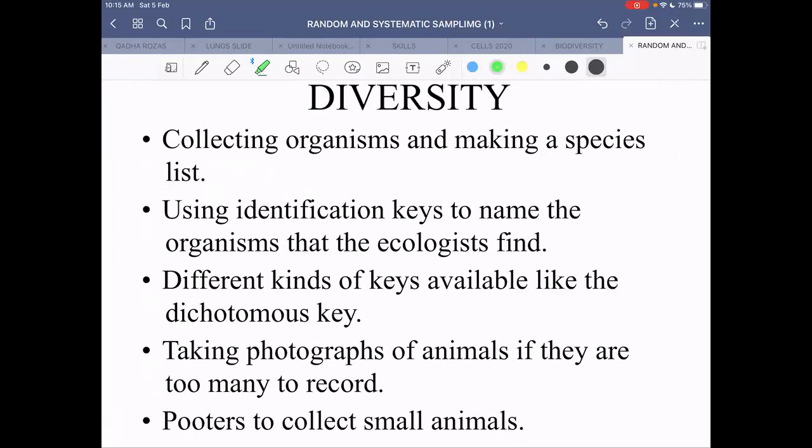Whatever, and I start also collecting the organisms, and at the same time I have an assistant who is also making the list, right? And then maybe I come across a plant or an animal whose name I don't know at all, right?